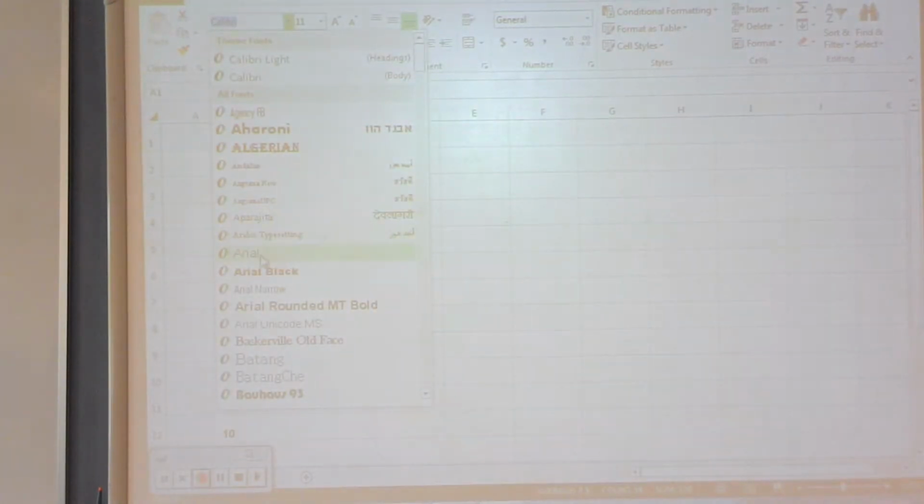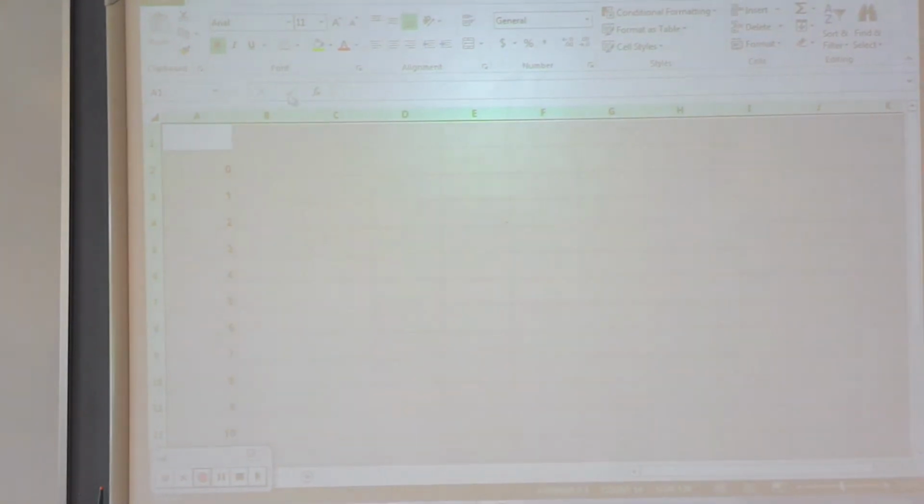Y'all have a favorite font? I have a favorite font. Mine is Arial because it's nice and neat.